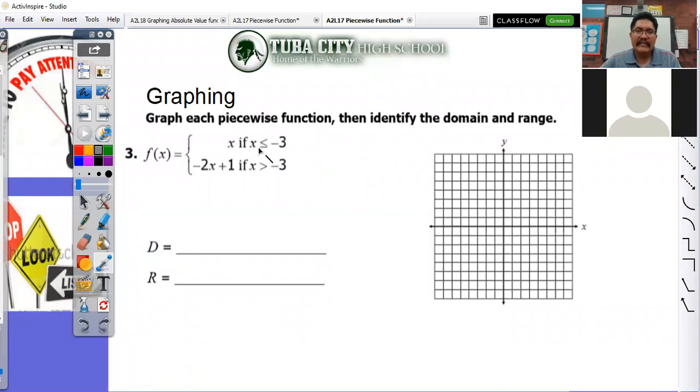So I'm going to look at the if statement on this one. If x is less than -3, that means I'm going to graph it only for values less than -3. So this line is only going to exist in this area. It only exists here. And then I have a second segment where x is greater than -3, which means the second line is only going to exist here. That's it.